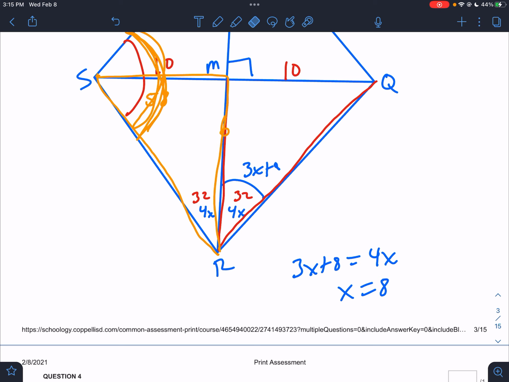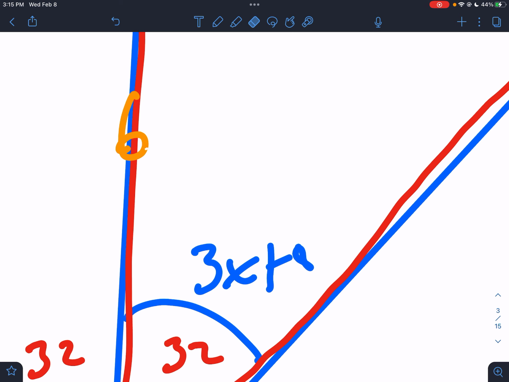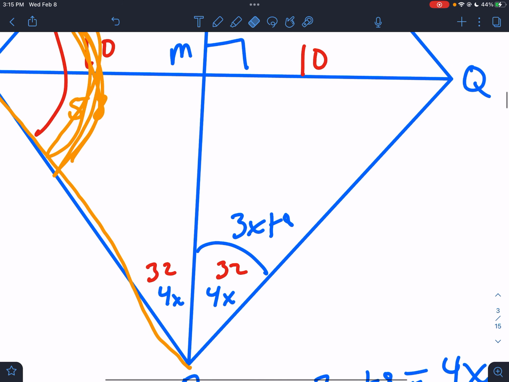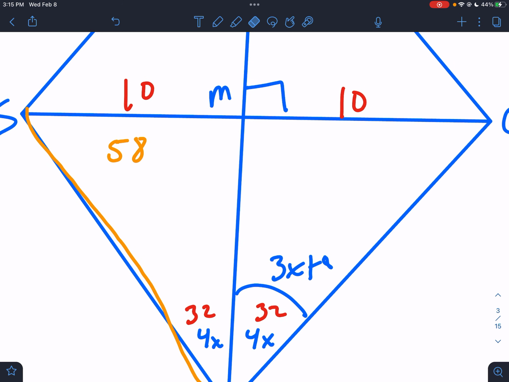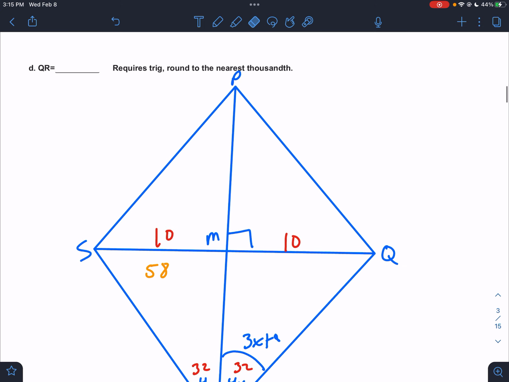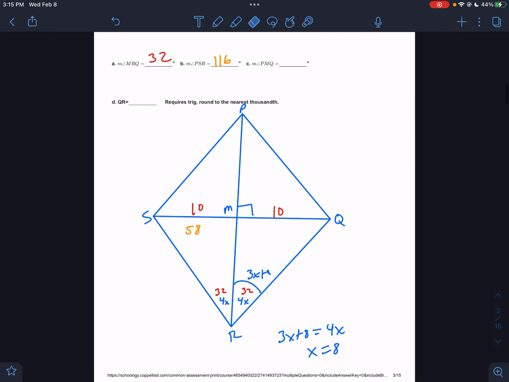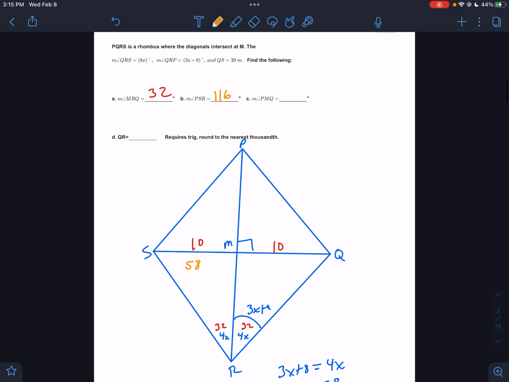I'm going to get rid of a lot of that mess. I can do this. There we go. All right. So we got that.